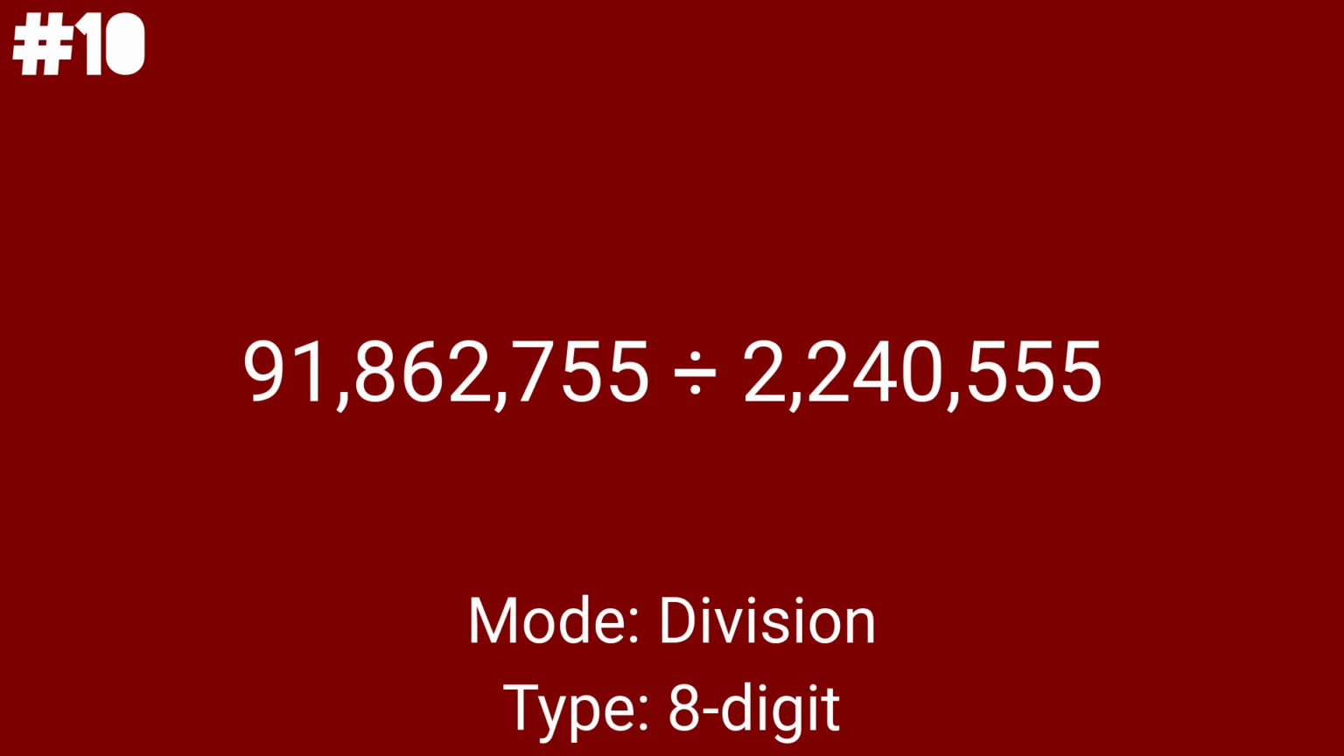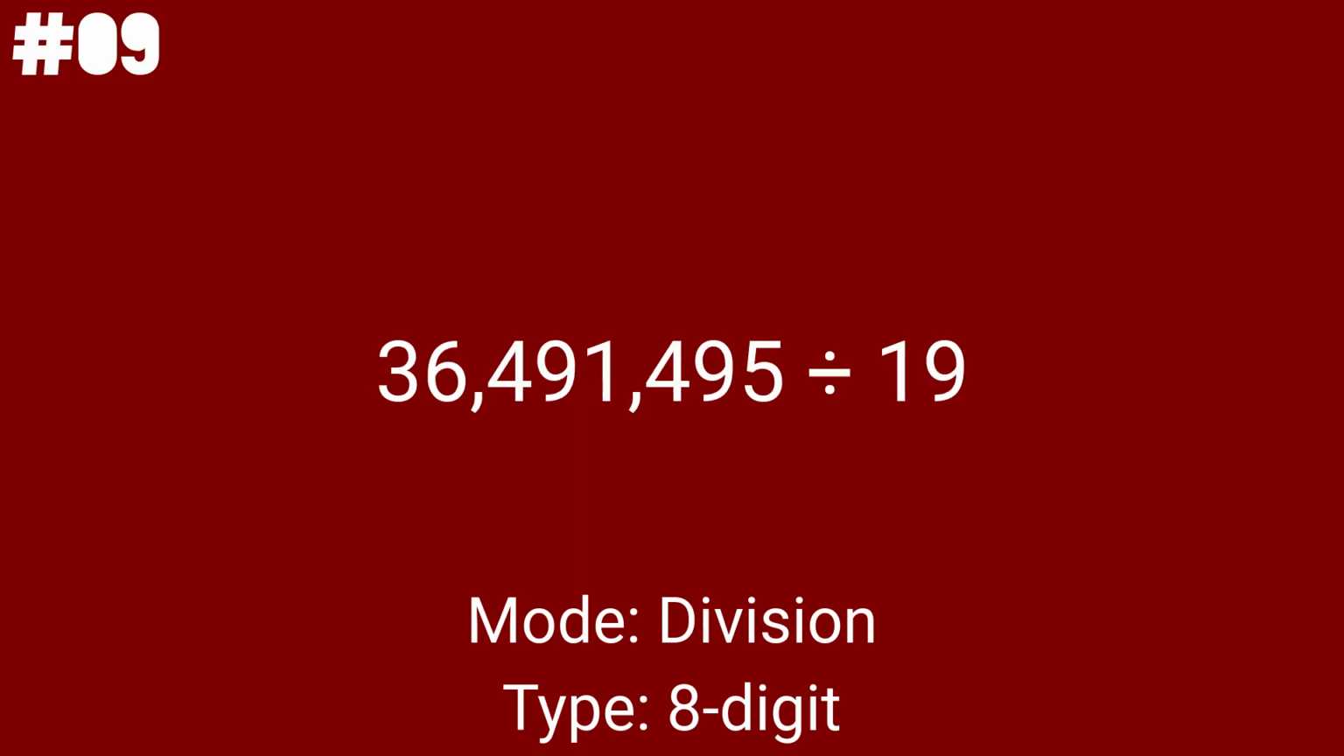91,862,755 divided by 2,240,555 is the first of the last 10 division problems. This one is also problem number 31. By the way, this is the first 8-digit division problem. 36,491,495 divided by 19 is our 9th to last division problem. Besides, we divide by 19 for this one. 8 more division problems, and we are good to go.